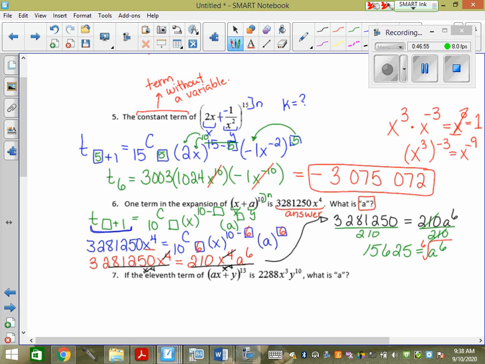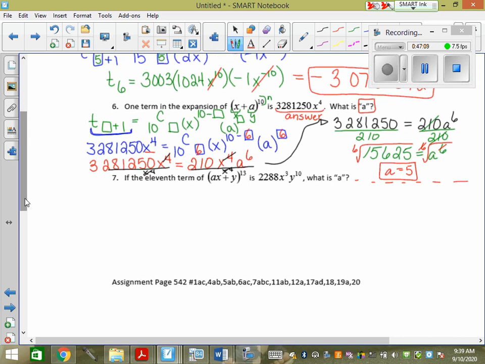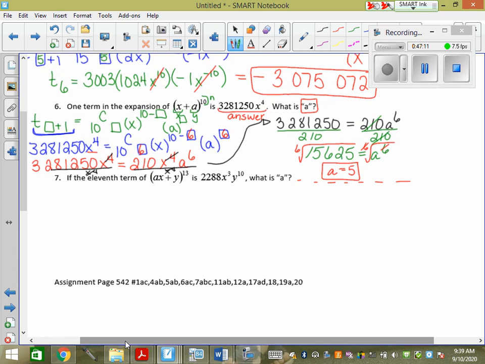I take the 6th root, and a equals 5. You can try number 7. This one's nicer because it actually tells you it's the 11th term. So what's it telling you k is? 10. But you would have known k is 10 because you have to raise y to the 10 anyway.